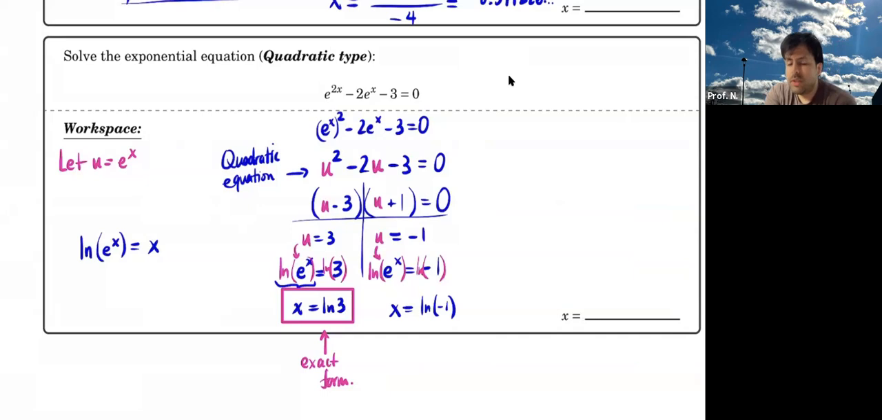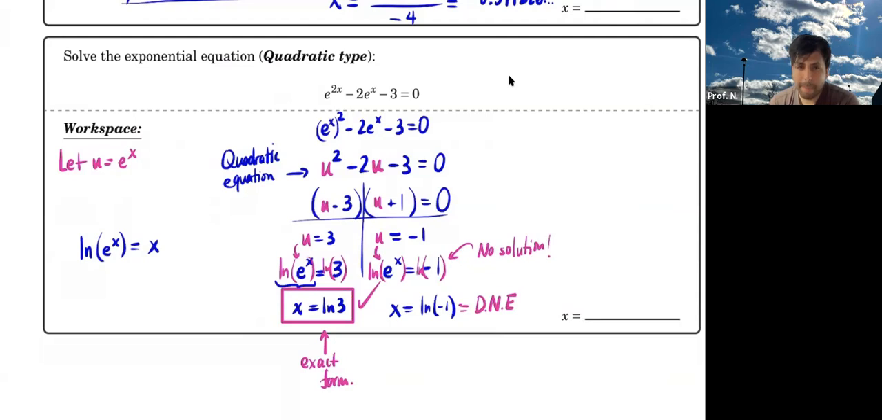Error. There's an error. It's undefined. ln can never have a negative input. That's right. It can't exist. This is undefined, so this doesn't work. There's no solution for this. So this equation has no solution. Does not exist. D and E. So then what's the only answer we get? ln of 3. That's the answer. And that's it. There's no other answer.